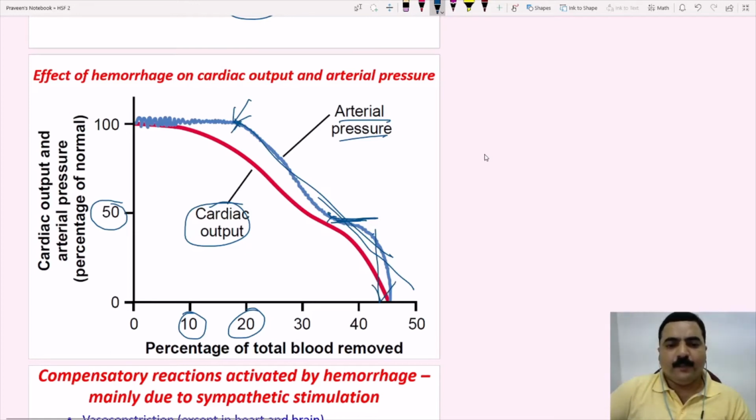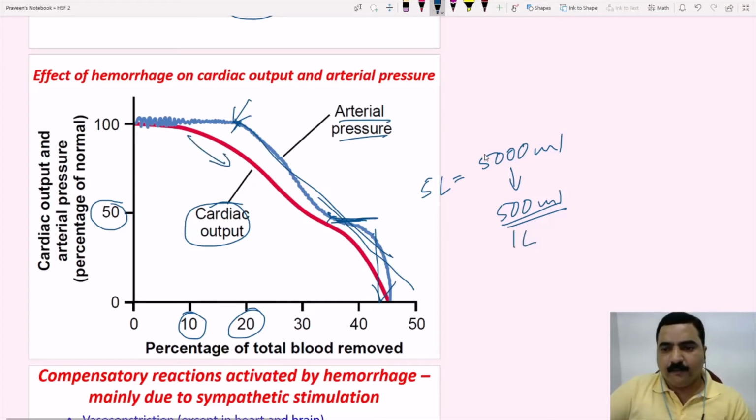Okay, a person normally has about 5 liters of blood. That means 10 percent of 5000 ml of blood, which is around 500 ml. So once you lose 500 ml of blood, what is happening to the cardiac output? It is lost. Once you start losing around 1 liter of blood, this is about 20 percent of the blood loss. Understand? Once you lose 20 percent, you cannot maintain the cardiac output and it starts deteriorating.